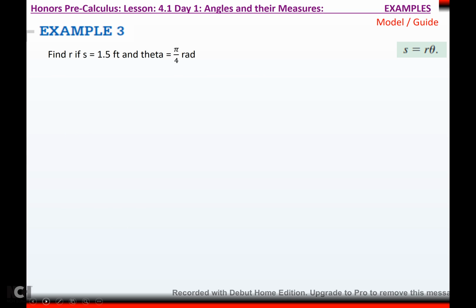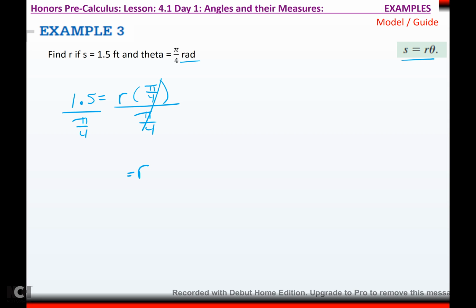Alright, this one says find r if s is 1.5 feet and theta is pi over 4 radians. Since we're in radians, we use this formula. It gives me s is 1.5. It gives me r, and no it doesn't, I'm looking for r. And it gives me theta is pi over 4.